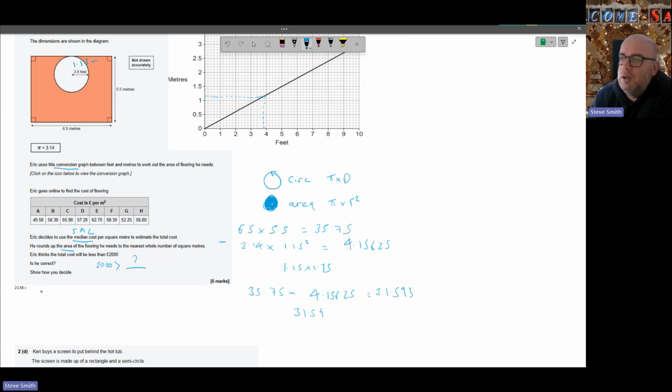Let's write them here. Right, so bottom one is 49.5. Then we've got 52.25, that's that one done. 57.20, that's that one done. Then we've got 2 at 58.30. Is that right? 58.30. Yeah. So 1, 2, 3, 4, 5.